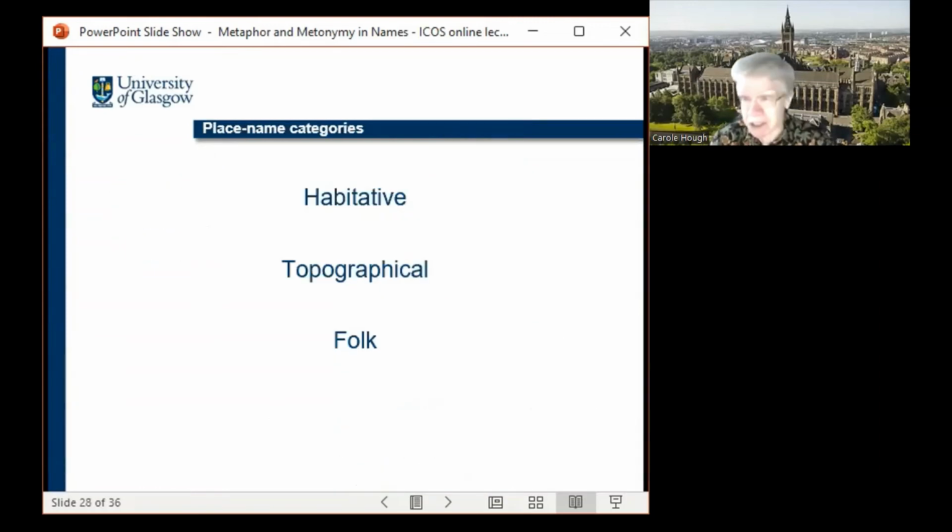Returning to place names, I started this lecture by looking at metaphorical formations, and I'd like to finish it by looking at metonymic ones. As with surnames, there is a standard categorization for descriptive place names, dividing them into habitative names, topographical names, and folk names, depending on whether the description relates to the built environment, the natural environment, or the lived environment. In other words, whether the generic or defining element of the place name is a word for a building, a landscape feature, or a group of people.